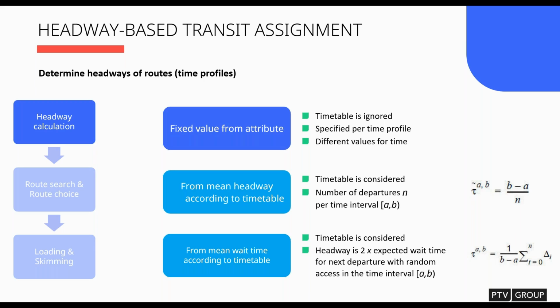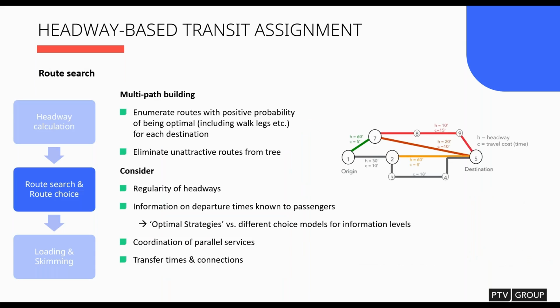But in many cases, for example, if you do a GTFS import or an OSM import, you may have access to a detailed timetable within your network. If you do have the network with a detailed timetable, you can still use that for a headway-based assignment. There's a couple of ways that headway gets calculated. The first is the mean headway according to the timetable, and the second is the mean wait time according to the timetable. So you have your choice of deriving those headways from either of those methods within the headway-based assignment.